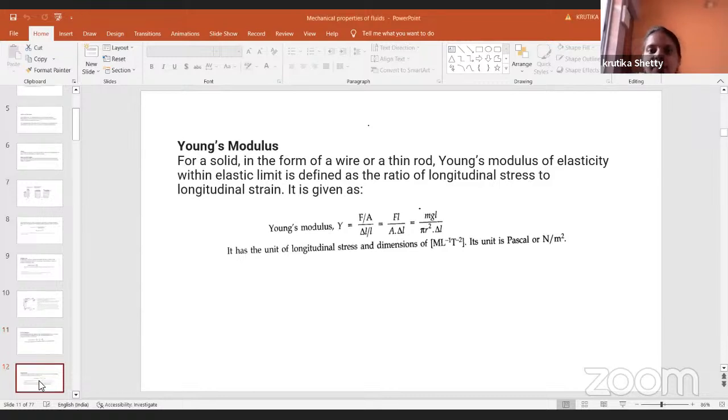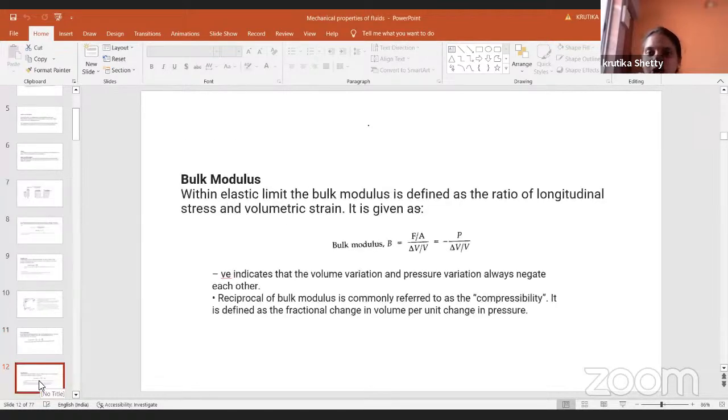That is bulk stress. So it is the ratio of volumetric stress to the volumetric strain, or we can say that bulk stress to the bulk strain ratio is called as bulk modulus. It is denoted by the letter B. You can see the formula. F by A is bulk stress. Bulk strain is given by what? That is delta V by V. Change in volume to the initial volume.